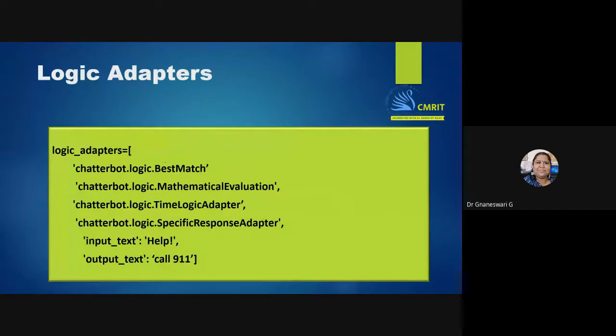Again, there are some logical adapters also. So when there is this conversation, we have trained it. Sometimes the conversation may not be in English. My request will be something like 5 into 8. It shouldn't think it is an English conversation and try replying back to it. Instead, I want the system to calculate and give me the answer. So you should use logical adapters like mathematical evaluation.